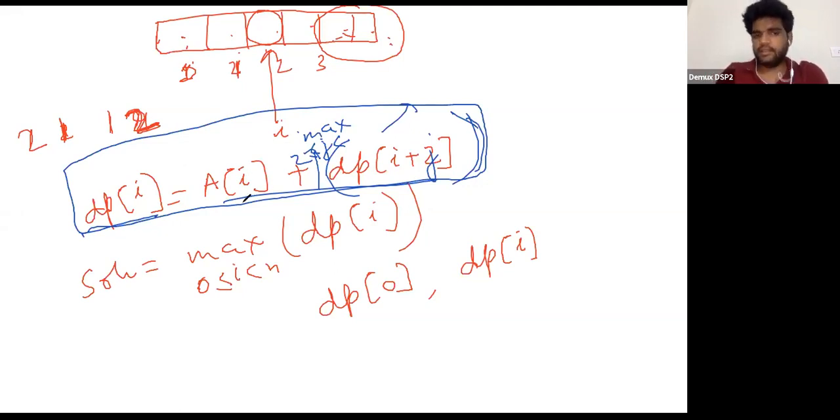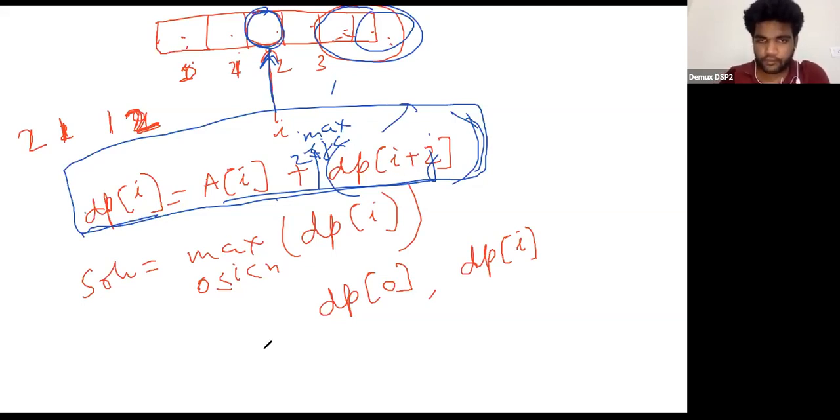But the decision is that if you are including the ith house, or if ith house is the first house, and DP of I is basically giving you the maximum money that you can rob, including the ith house, then that is basically A of I plus either this or all the subsequent I's. So the next number that you could include could be anything from I plus 2 to n minus 1.